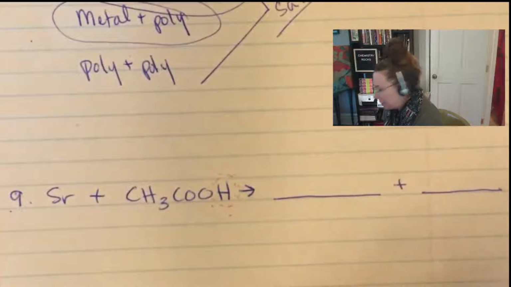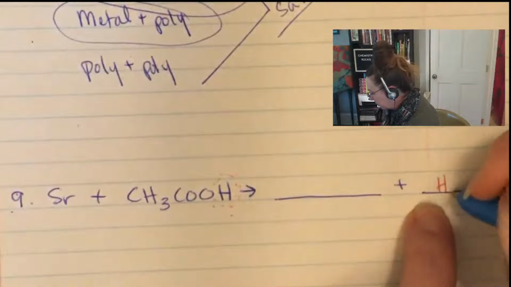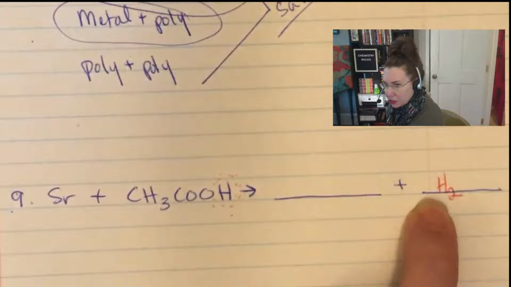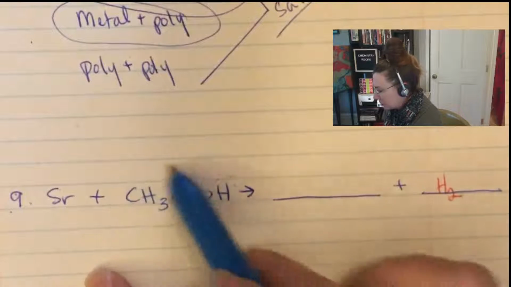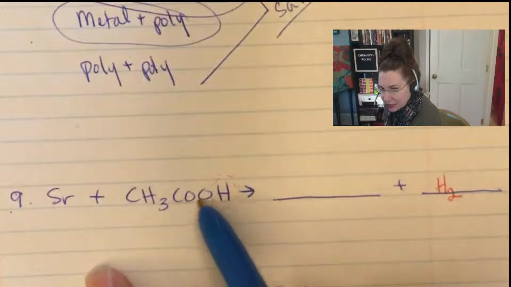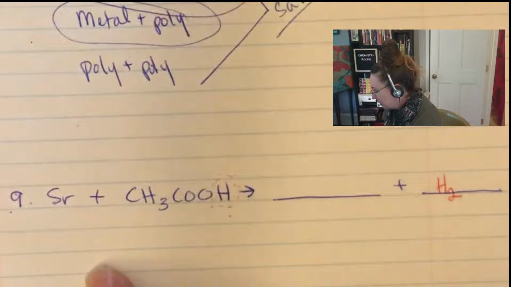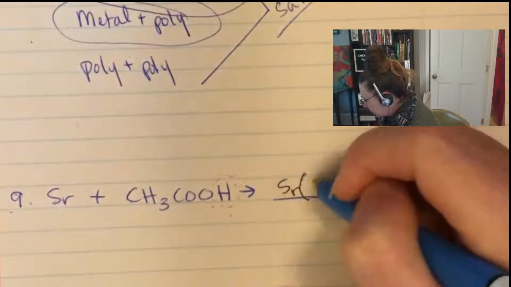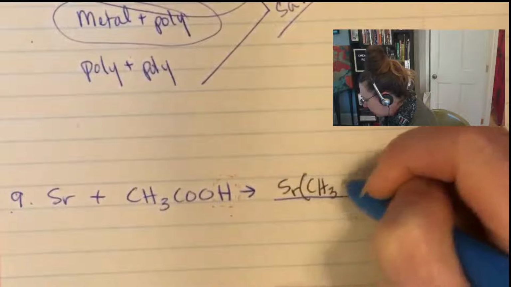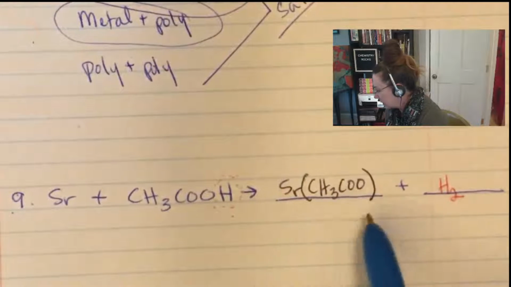So this hydrogen is going to be the one that comes over and makes our H2 gas. That means we are left with this portion of the acetic acid. This would be considered the acetate. Now it's going to react with the strontium to form strontium acetate.